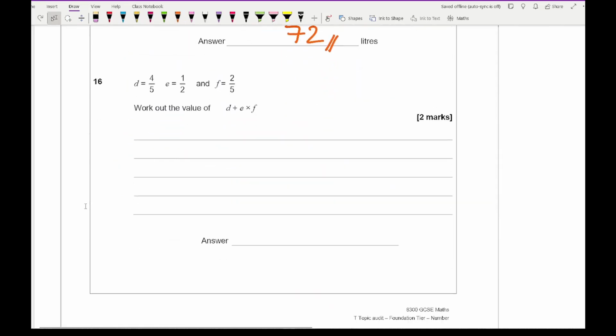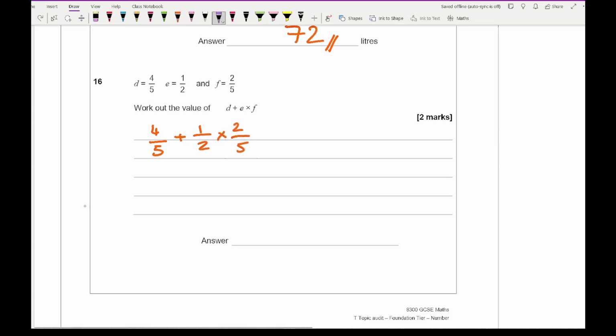Then moving on to question 16, it says D equals 4/5, E equals 1/2, and F equals 2/5. Work out the value of D plus E times F. So if I just simply substitute the numbers in, I get 4/5 plus 1/2 times 2/5.